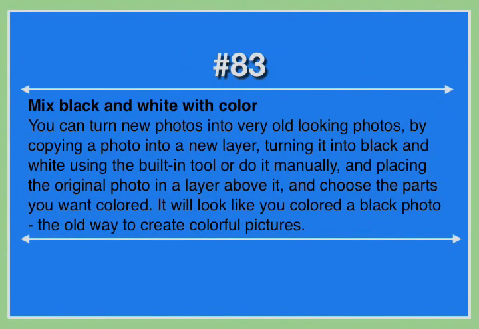Number 83. Mix black and white with color. You can turn new photos into very old-looking photos by copying a photo into a new layer, turning it into black and white using the built-in tool, or do it manually, and placing the original photo in a layer above it, and choose the parts you want colored. It will look like you colored a black photo, the old way to create colorful pictures.